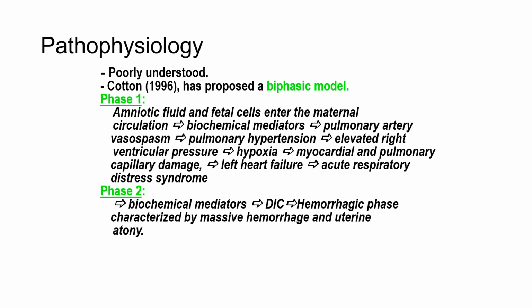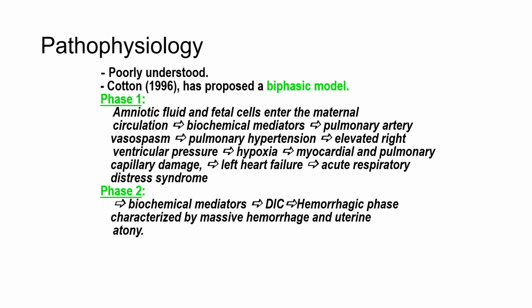And in phase 2, these same biochemical mediators will stimulate widespread coagulation, that is disseminated intravascular coagulation. In almost all parts of the body, the blood will get coagulated inside the blood vessels. And when it is getting coagulated, we know that it will use a maximum amount of clotting factors and platelets also. So later, what will happen?